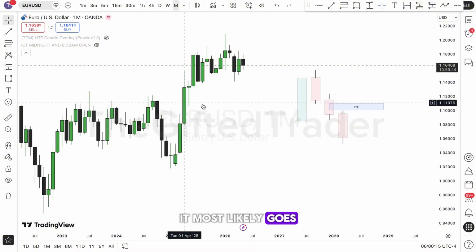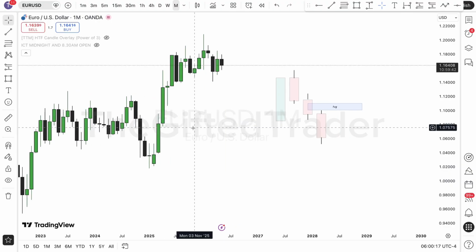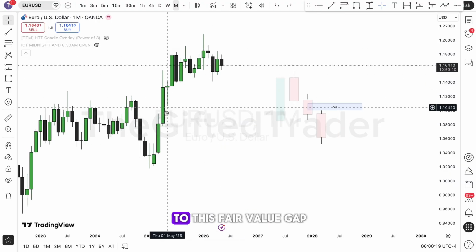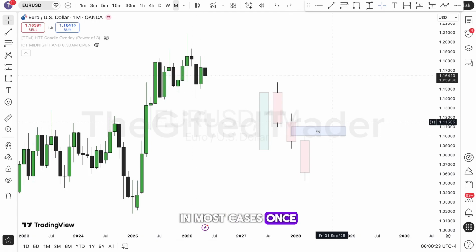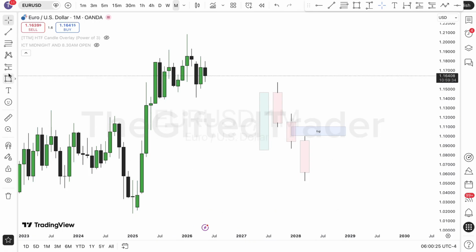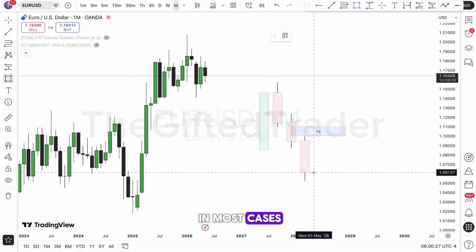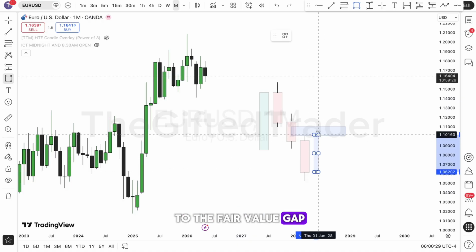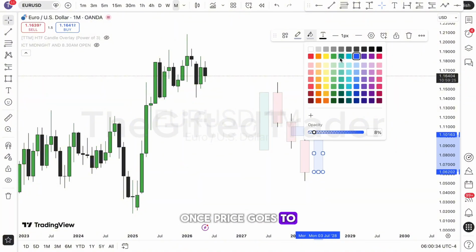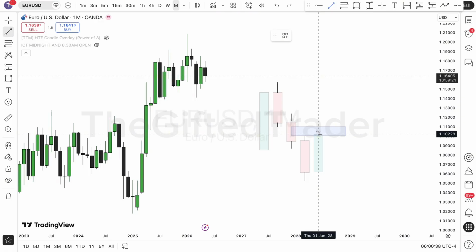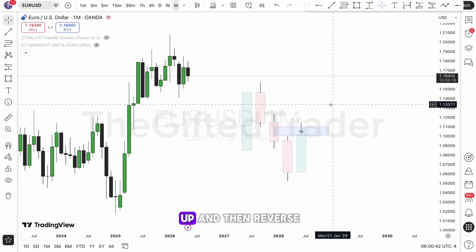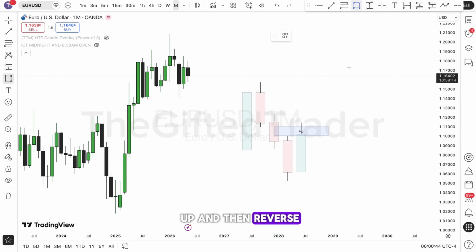Price most likely goes back there. There's a chance that price might go back to this fair value gap right here. In most cases, when price goes back to the fair value gap, you will check your chart yourself. It will be there. In most cases, once price goes back to the fair value gap, it sweeps it, fills it up and then reverses back down.